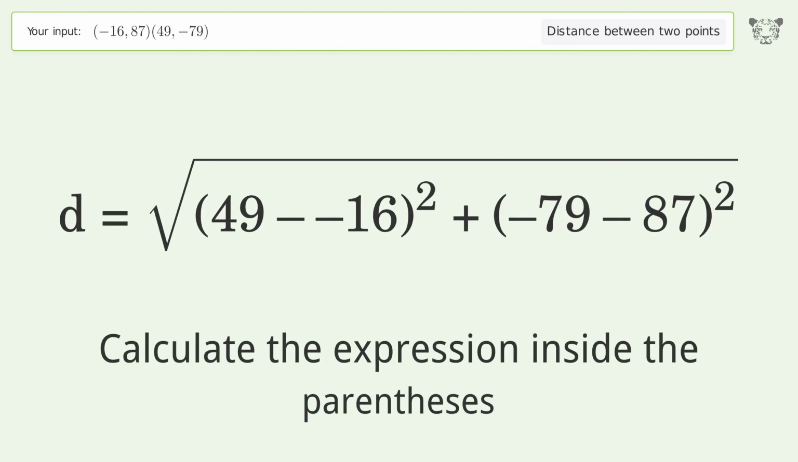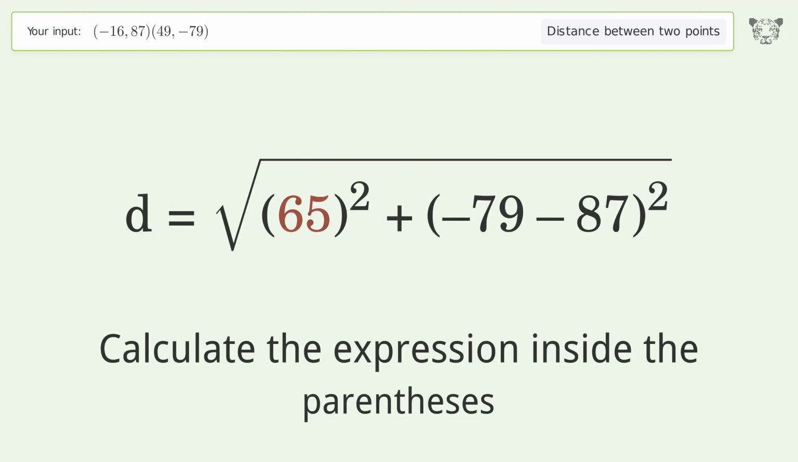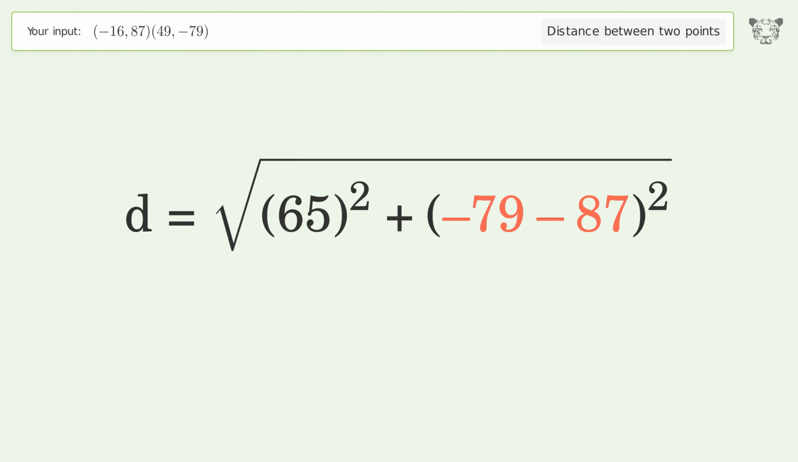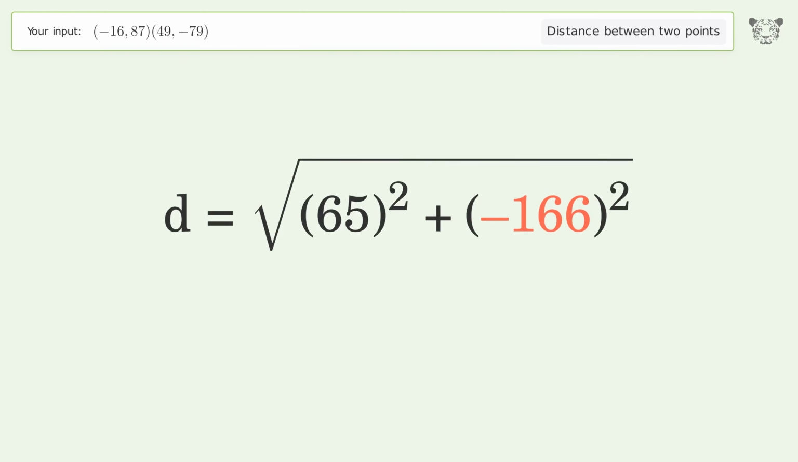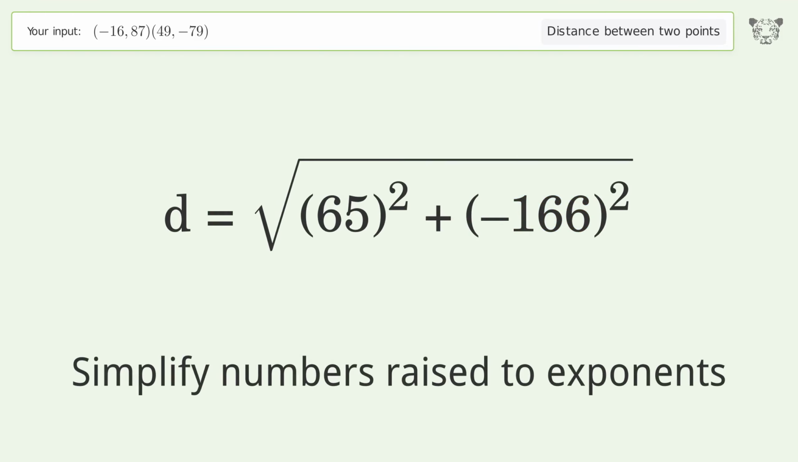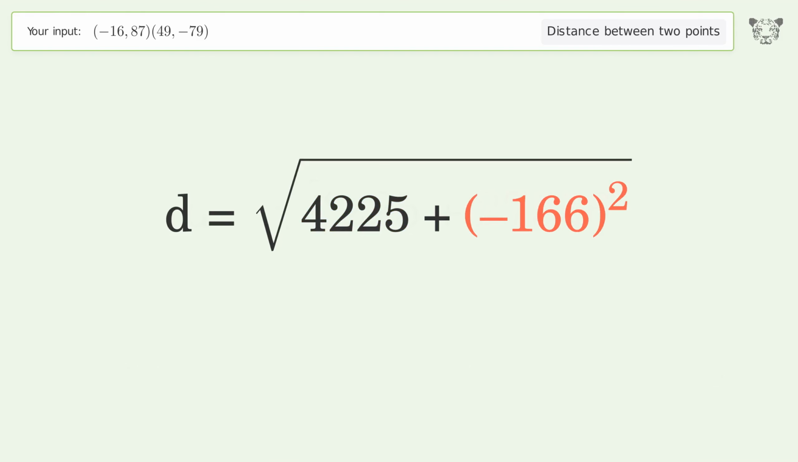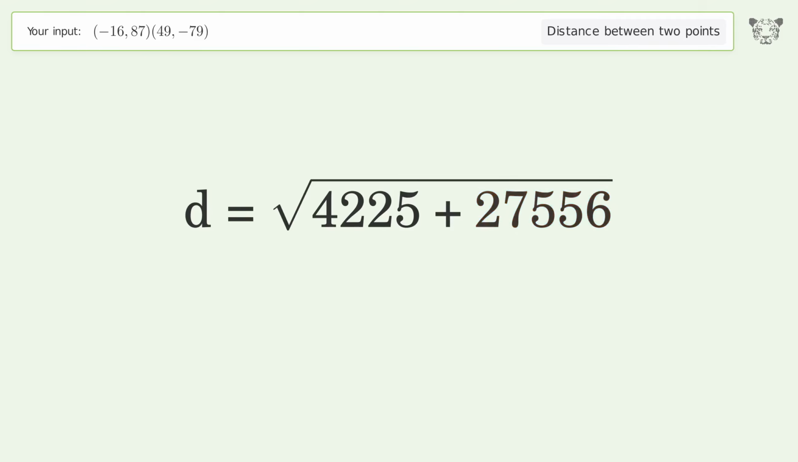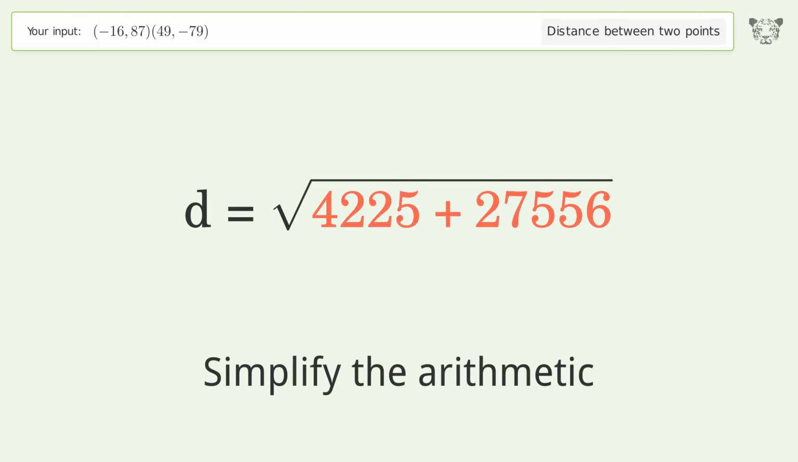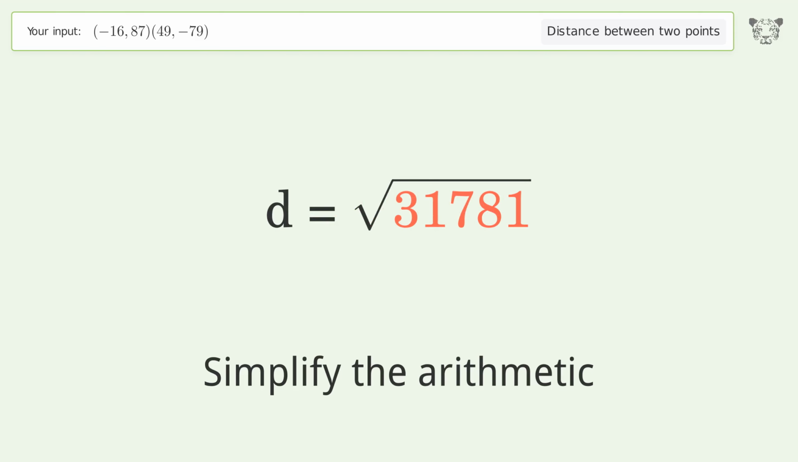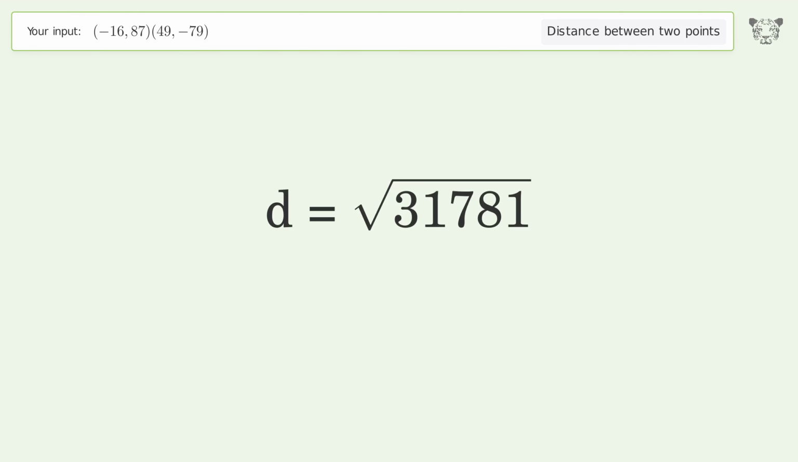Calculate the expression inside the parentheses. Simplify numbers raised to exponents. Simplify the arithmetic. And so the distance between the 2 points is the square root of 31,781, or 178.272.